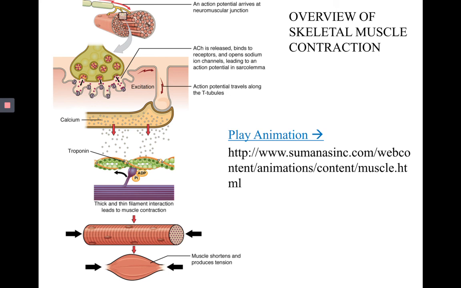You can also type this link into a web browser and it'll take you to an animation that goes through those steps. So the neuromuscular junction, excitation-contraction coupling, and the cross-bridge cycle. Make sure to review those and understand them before proceeding forward.